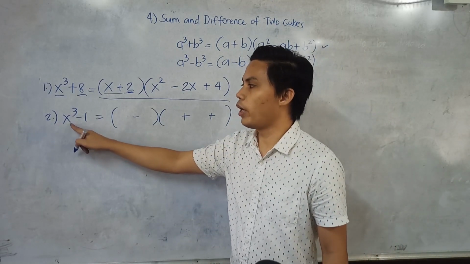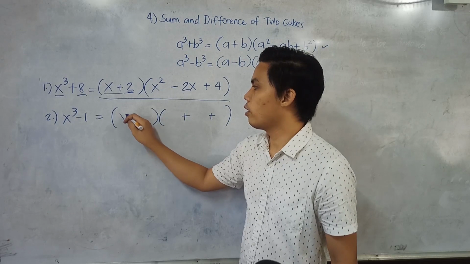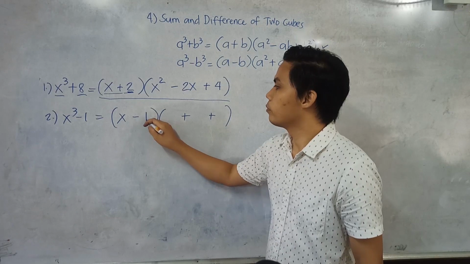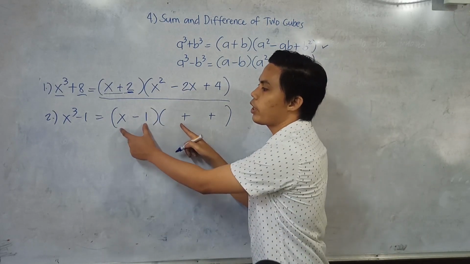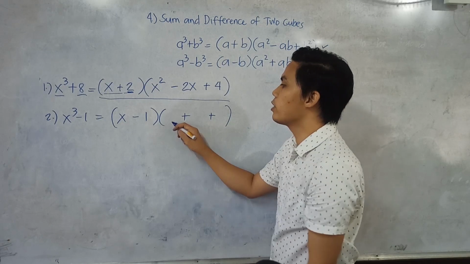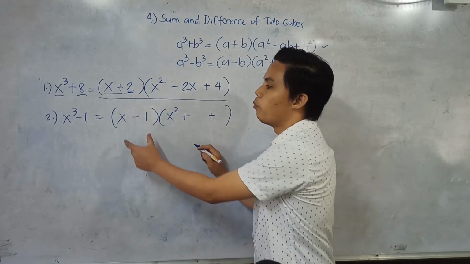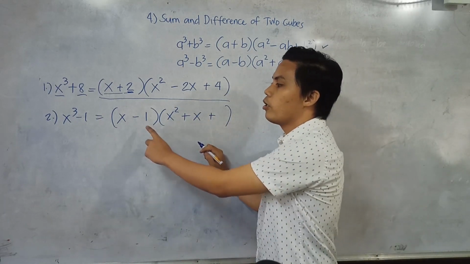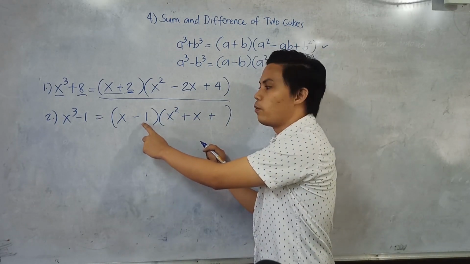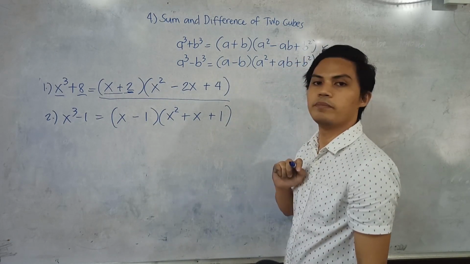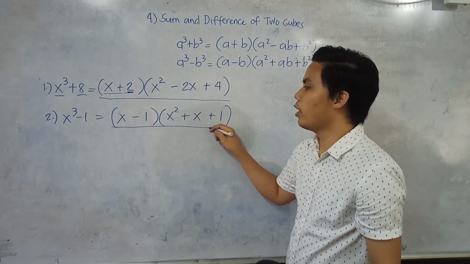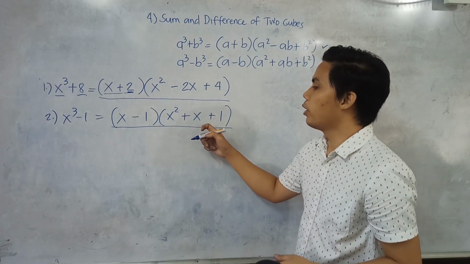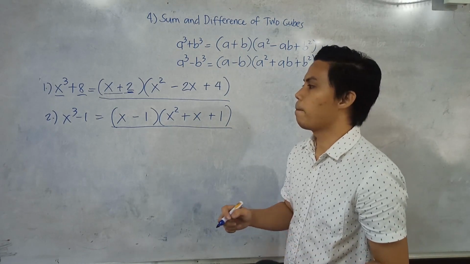Okay. So minus, plus, plus. What's the cube root of x cubed? X. What's the cube root of 1? The answer is 1. Okay. Next, dito tayo sa first term. Focus tayo dito. Square the first term. The answer is x squared. Multiply the two terms, x times 1, the answer is x. Square the second term, 1 squared is equal to 1. Okay, so this is our final answer. The quantity of x minus 1 times the quantity x squared plus x plus 1.